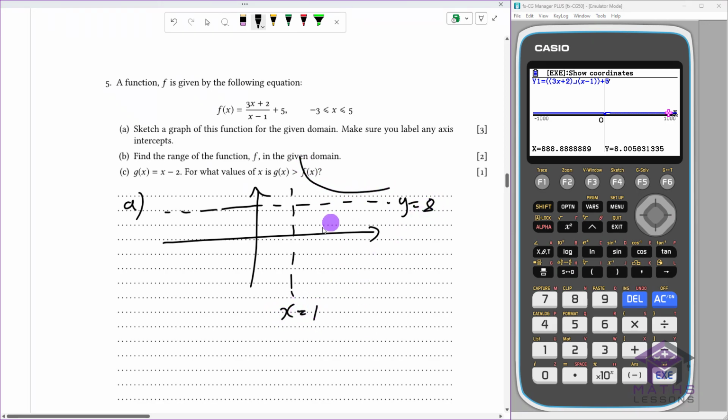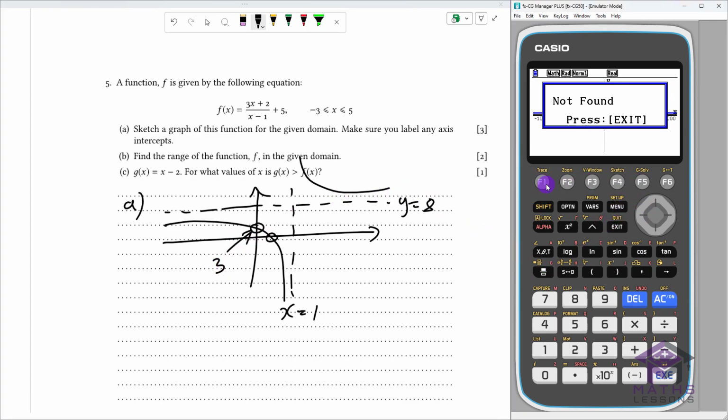So our graph's going to look like that, and it's going to look like that, and we should find these crossing points. So let's just graph solve, and we can find the y-intercept, which is at 3. And then do graph solve again, and we can find the roots where it crosses.